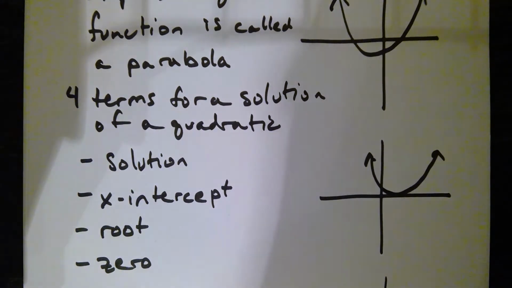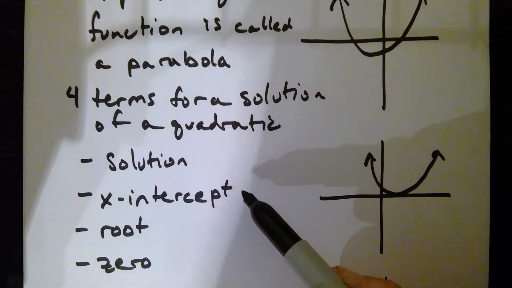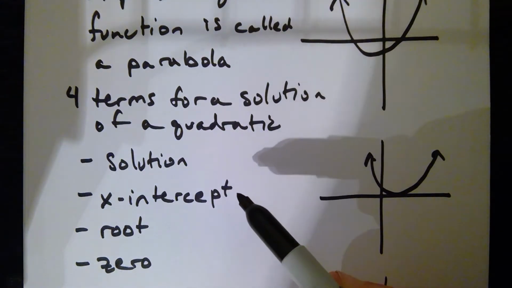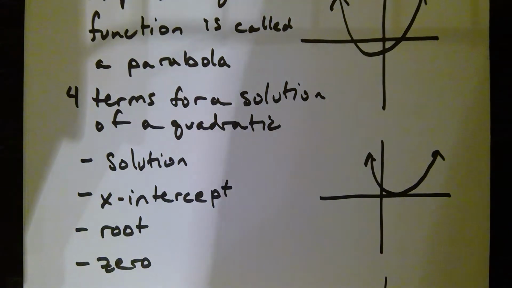Throughout the rest of this semester, when we talk about solutions, I'll be using the word solution, x-intercept, root, and zero, and we have to know that they're going over the same thing. Okay? This vocabulary is incredibly important. So now I'm going to focus on this x-intercept term, because that's going to help us most when we look at our graph. Okay? So let's take a look at a graph over here.